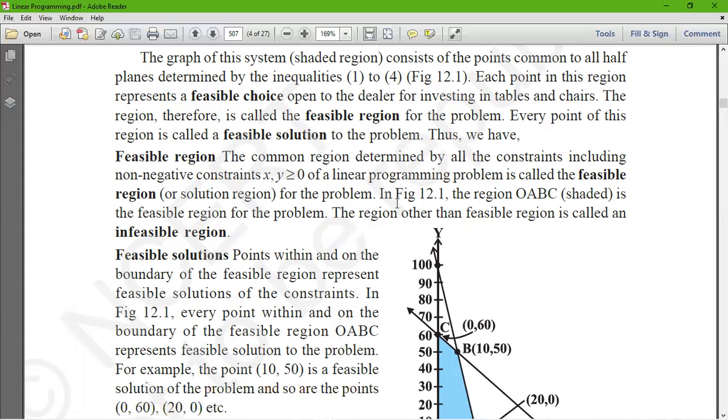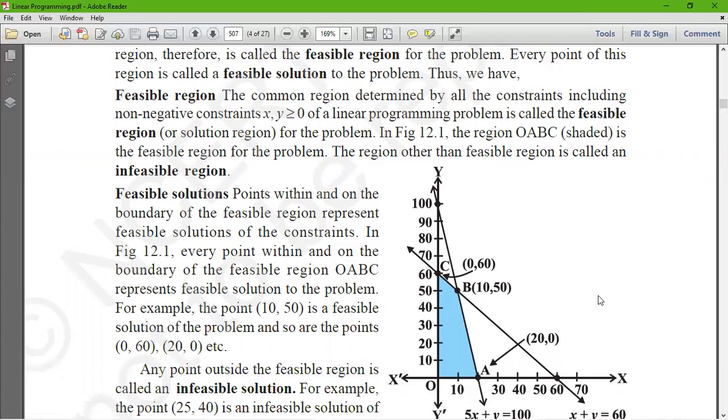Now, in this problem, in the figure, the region OABC, which is shaded, is the feasible region of the problem. The region other than this feasible region is called an infeasible region.